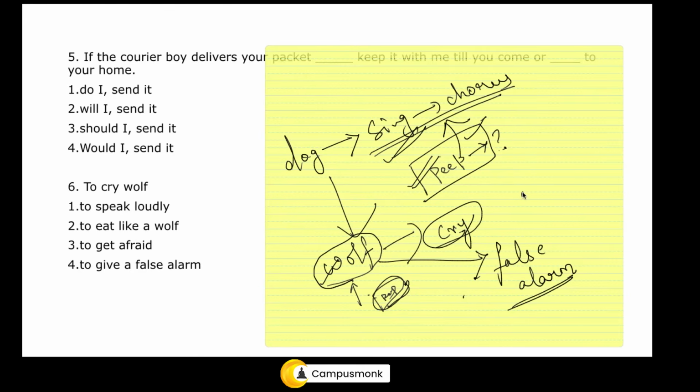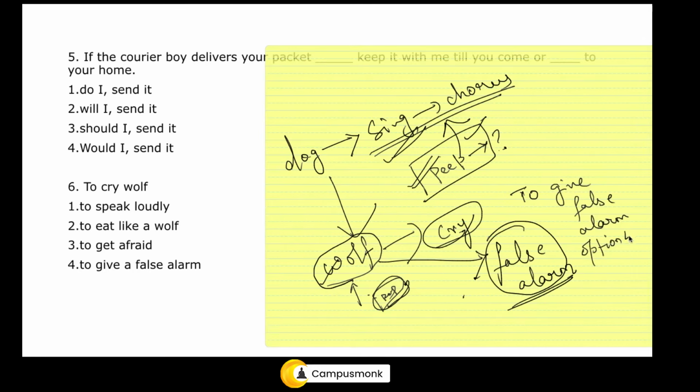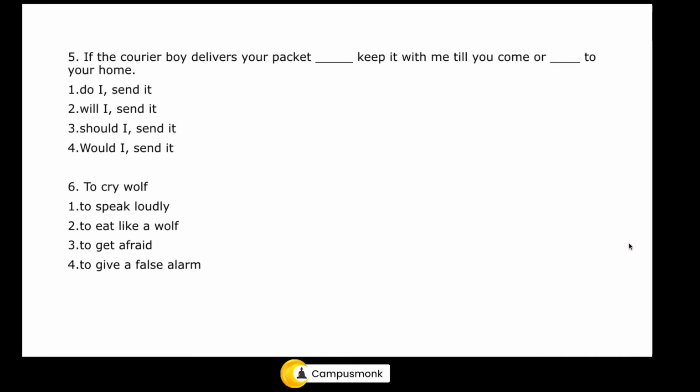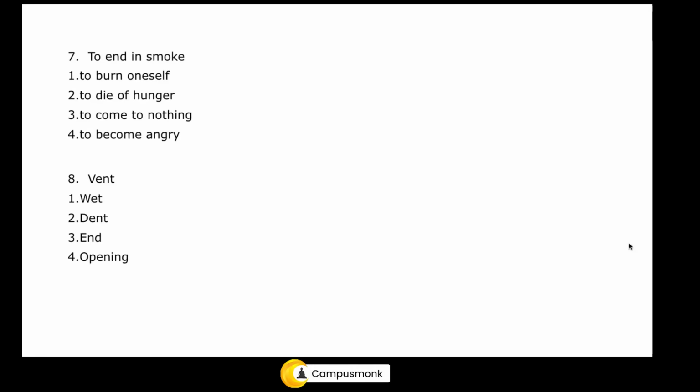It's like I'm saying I'll take a sudden test in the next class, and that next class never comes. I never took your test. What was I trying to do? I was trying to give you a false alarm about the test. There is no test, so I was trying to cry wolf. I was trying to give a false alarm. Alright, so where's the answer? Answer is in option number 4. Alright, moving on to the next question.